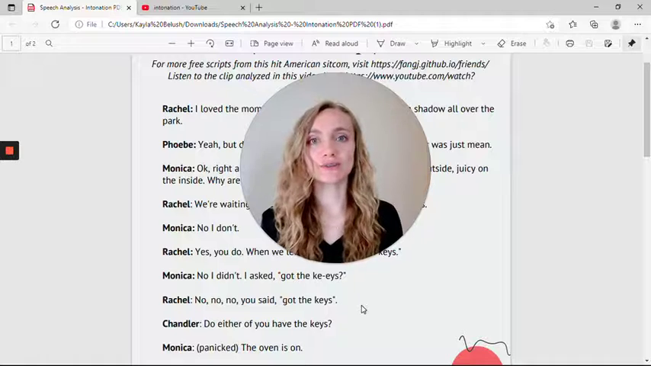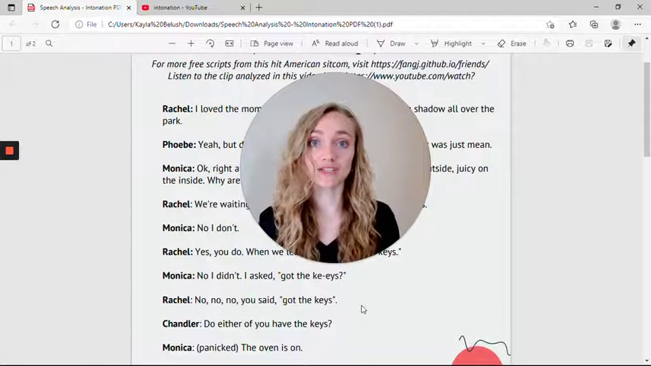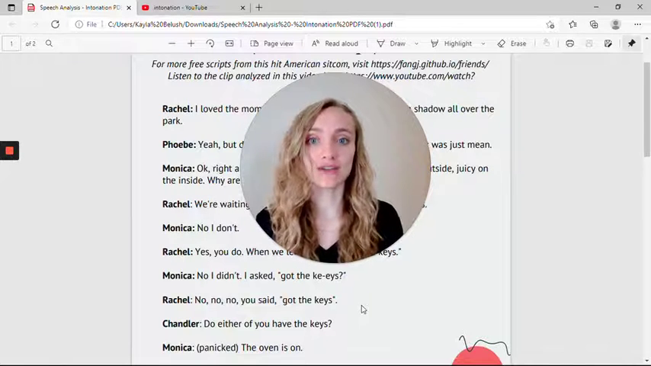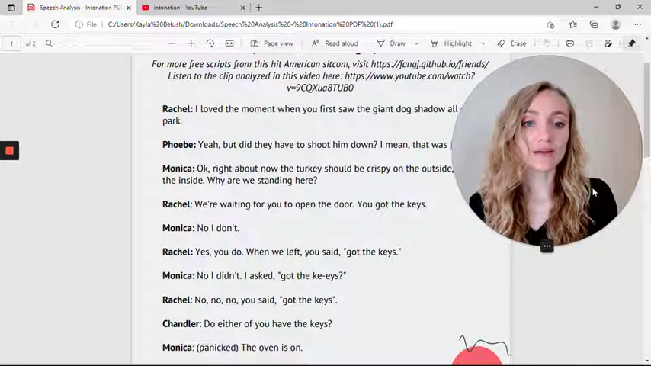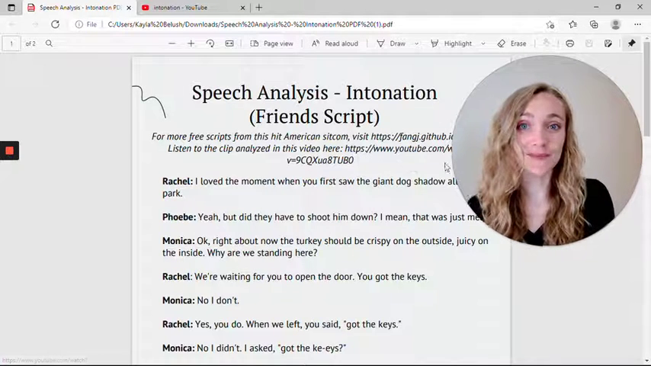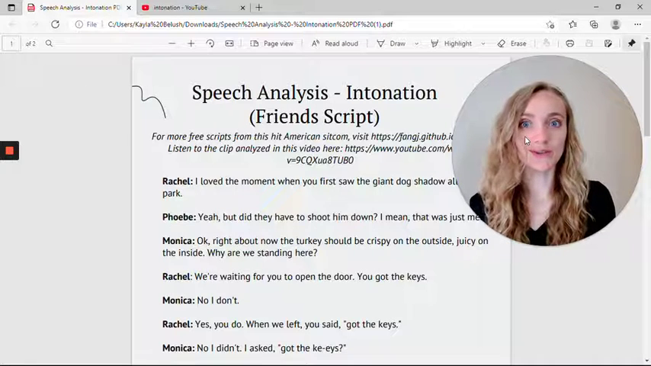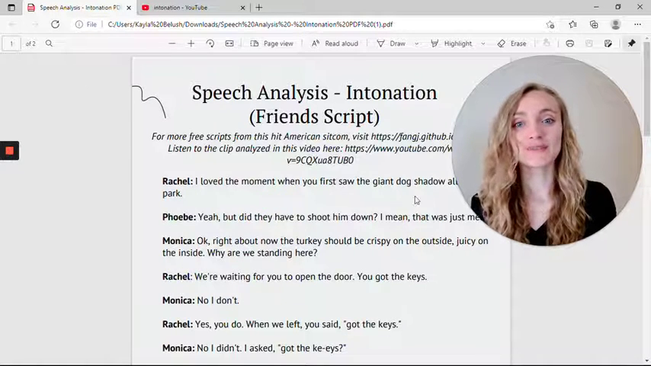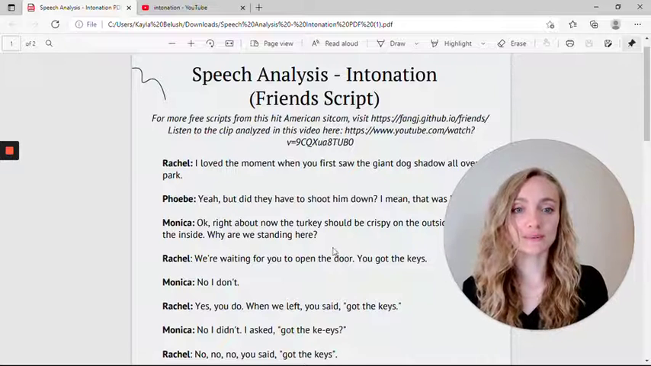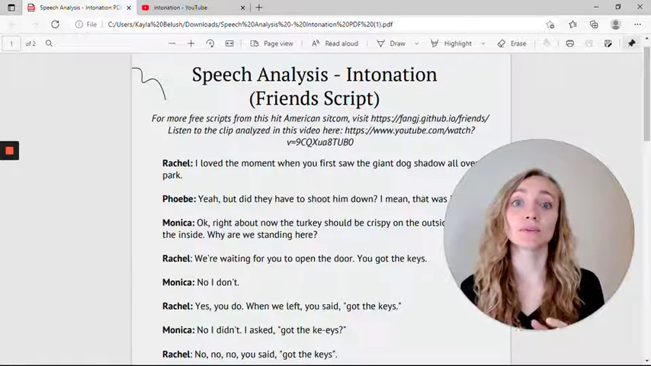So what we're gonna do here is I'm gonna take you through the PDF example that you have of a speech analysis so that you can see how to do this on your own. The example that I'm using is from the hit American sitcom called Friends. I think most of you will have heard of the show Friends in your life. So here's a quick script that I'm taking from a really short clip from Friends.